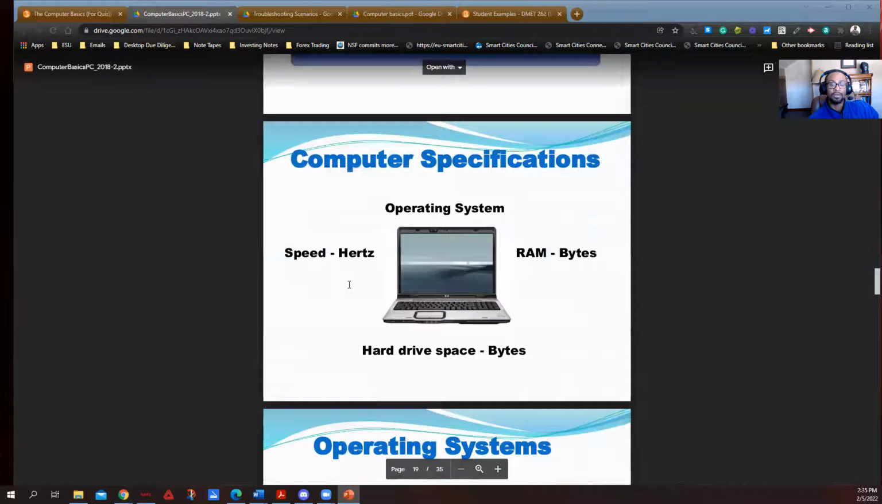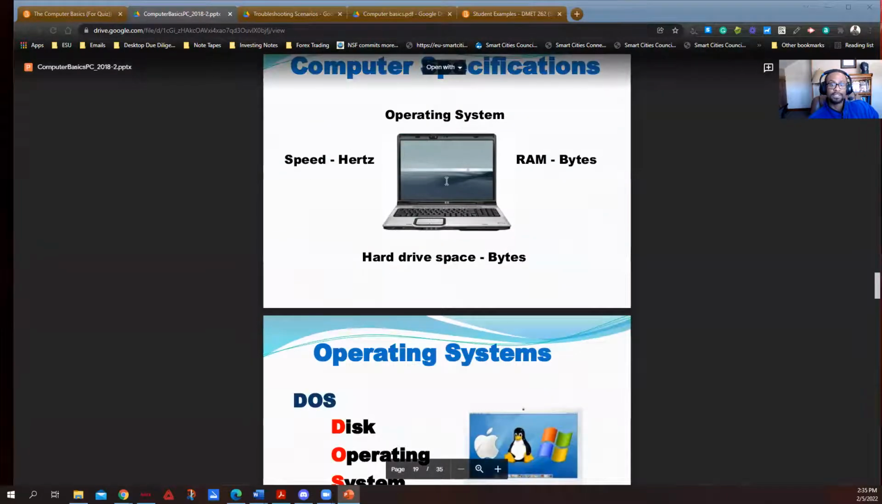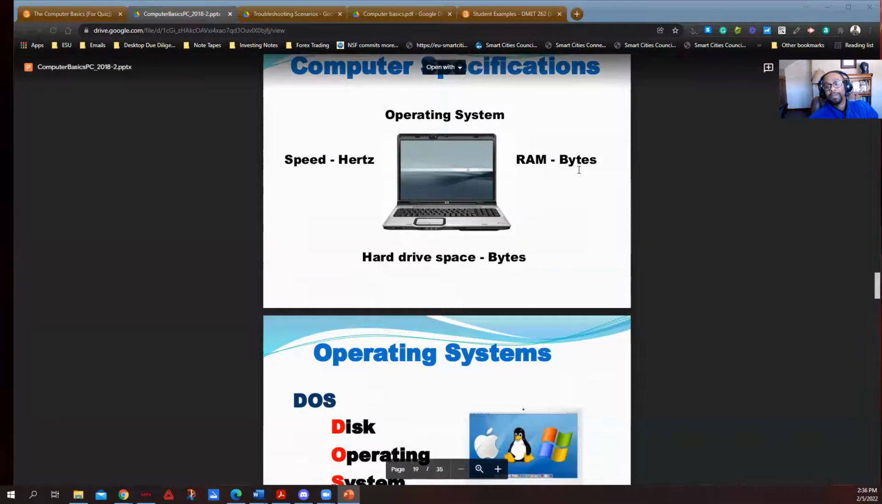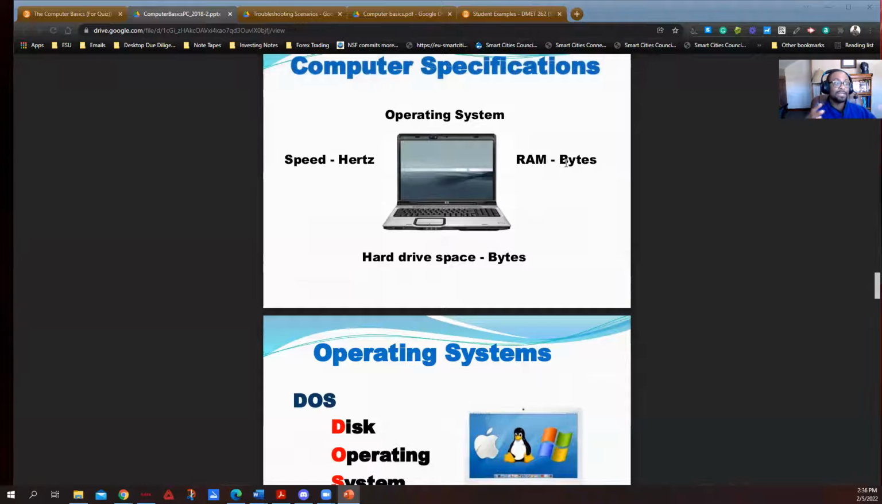Okay, good. All right, computer specifics. Your laptops, they're cute. Speed is hertz. RAM is measured in bytes. RAM, random access memory, is measured in bytes. It is a volume. It's a how much.